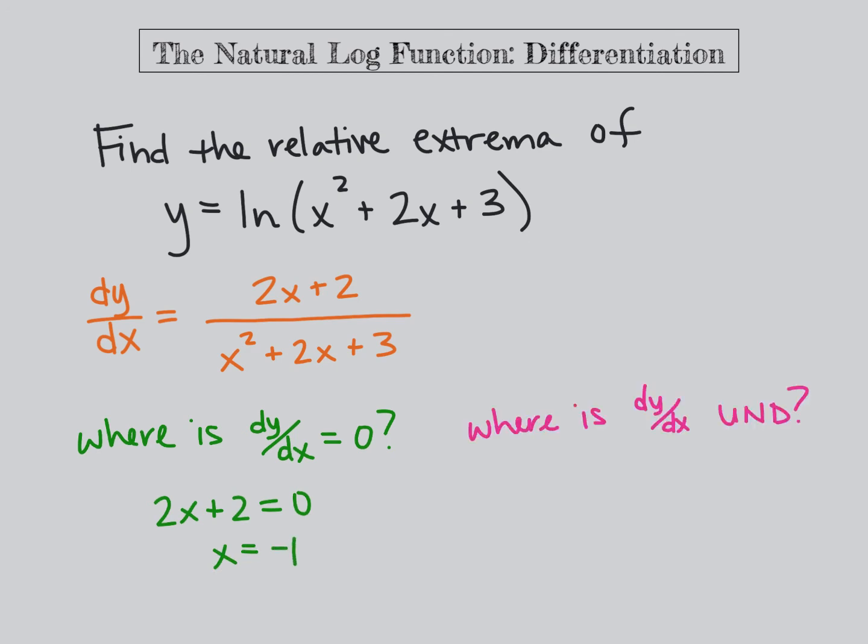Setting our derivative to undefined means setting the denominator to 0. Again, this is how to find our critical points. We find where our derivative is 0 or undefined. So because it's a fraction, we'll set the denominator to 0 to find where it's undefined.